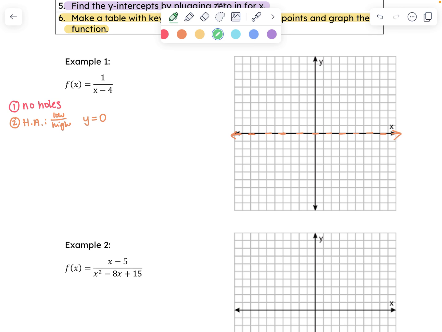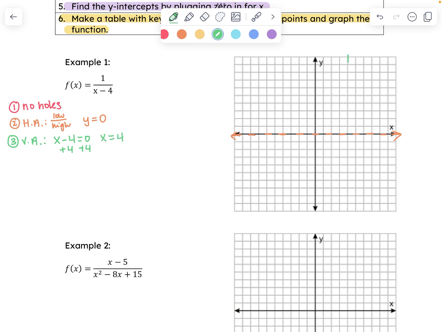Then I'm going to look for my vertical asymptote. I find my vertical asymptote by setting the denominator equal to 0. So that's x minus 4 equals 0. I'm going to add 4 to both sides, so I get x equals 4. So I'm going to have a vertical asymptote going up and down at 4 over here.